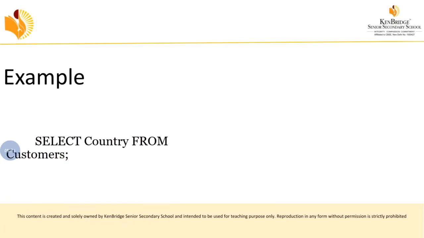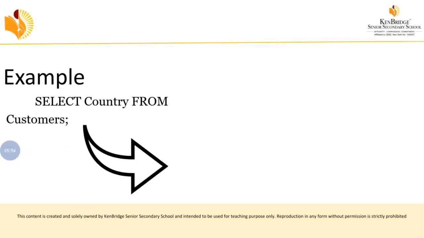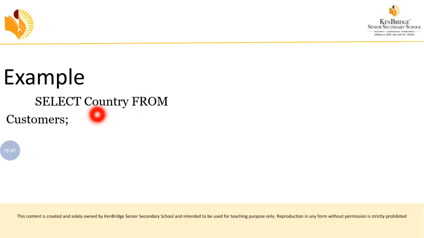So here is an example. This denotes the select statement without distinct. Here we have just mentioned select country from customers. It will select the country attribute from the customers table. That's it. It's a very simple query. The select statement will select the country attribute from customers.